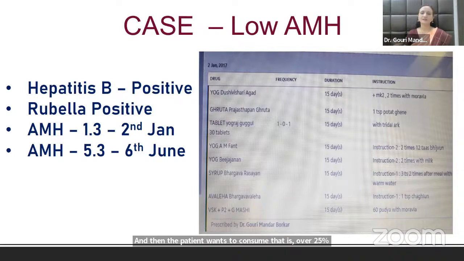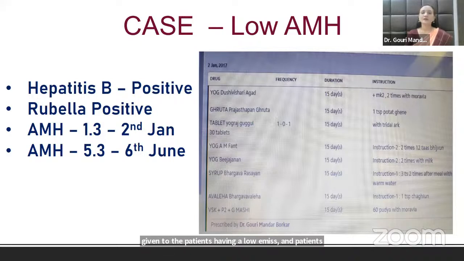It stays that low, and at that time the patient is trying to conceive. In that case, AMH generally does not increase, that is what is said, right? But AMH is to be considered along with other angles, like Agada chikitsa, which has to be given to the patients having low AMH and infertility because of the low AMH.